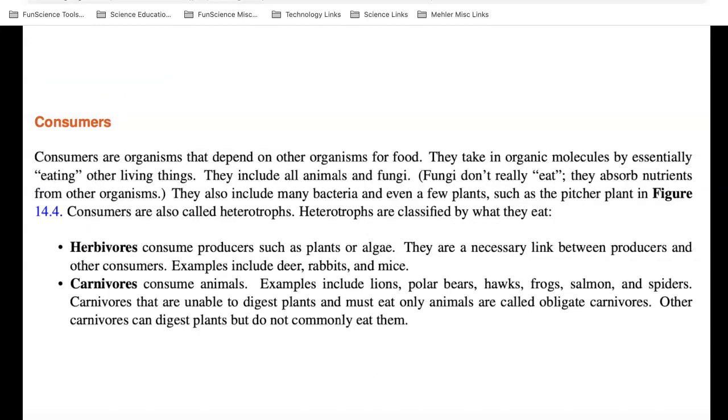Organisms like us, on the other hand, are consumers, and these depend on other organisms for their food. For example, we cannot take sunlight in and just make food for ourselves. Organisms called herbivores consume producers such as plants or algae directly. Carnivores consume animals. We, on the other hand, are called omnivores, and omnivores consume both plant and animal matter.